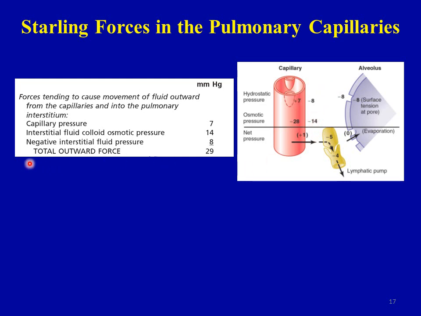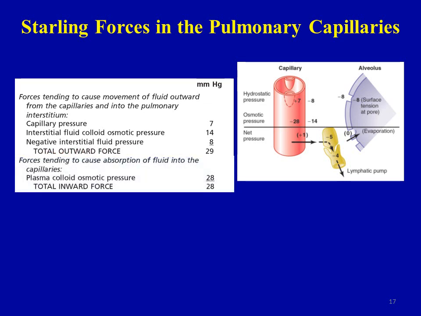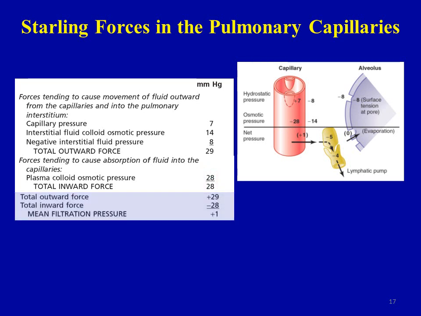So the total filtration force or the total outward force is 29 millimeter mercury. Now the only force that tends to move fluid, or absorption of fluid, into the capillaries is the plasma colloid osmotic pressure, which is 28. So the total inward force is 28, and the net filtration pressure is +1. Now what happens if there is a heart failure? Here I said that the pulmonary capillary pressure is 7.